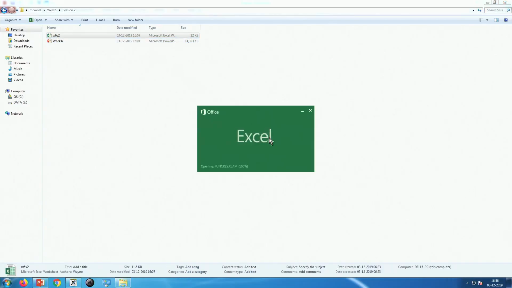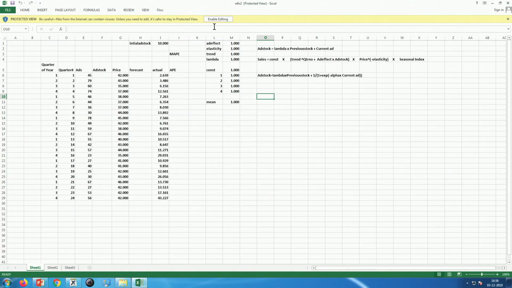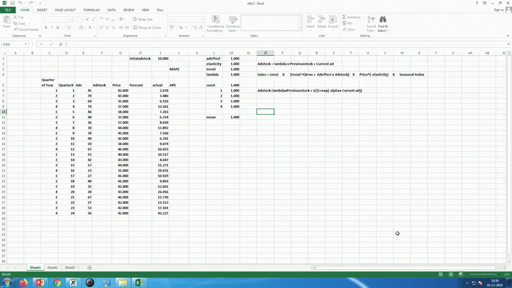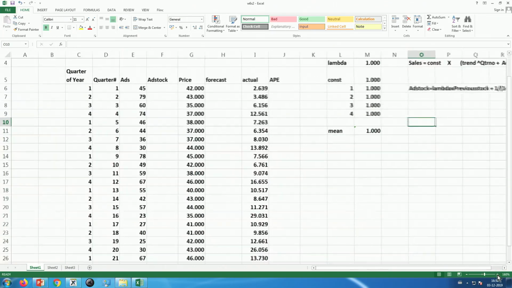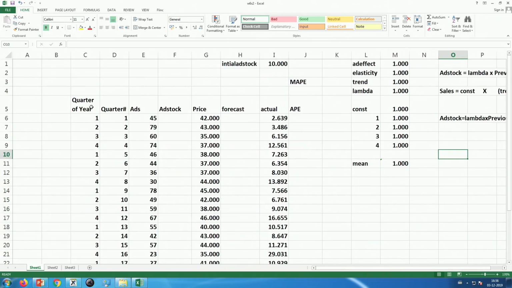We will try to bring in a little bit of complexity, non-linearity in the model, and the effects of past behavior also. If you see the data set that we have in week 6, season 2, it looks like this. If I zoom in, there is quarterly data: quarter of the year, quarter number, the advertisement spend, the price, and the actual sales that happened.